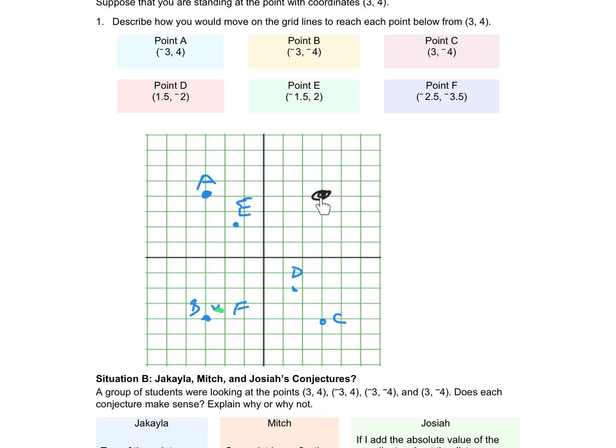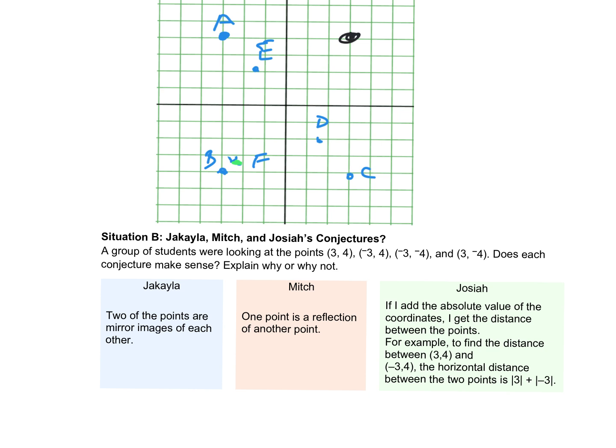For point E, we could go 1, 2 down, and then 1, 2, 3, 4.5 across left. Or we could go 4.5 left and then 2 down. And finally for F, we could go 1, 2, 3, 4, 5, 6, 7.5 down, and then 1, 2, 3, 4, 5.5 across, or 5.5 across and 7.5 down. Okay, let's move on to situation B.